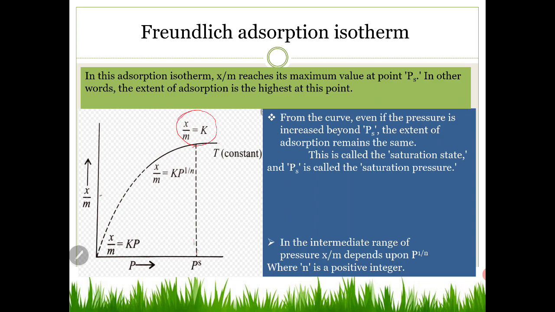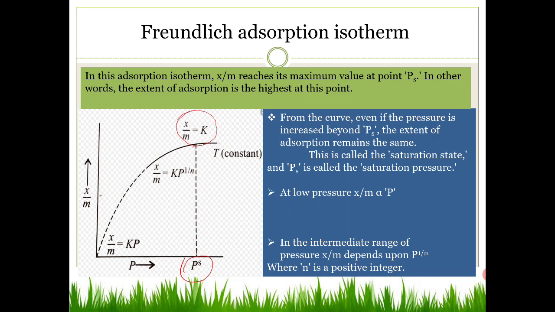This pressure is called saturation. This state is called the saturation state, and Ps is called the saturation pressure. Once the pressure is not going to change, the equilibrium has been attained, the extent of adsorption is equal to the extent of desorption, and there is no change in pressure. The system has saturated because of adsorption and desorption, so that pressure is the saturation pressure.